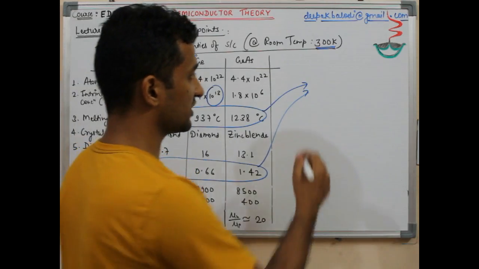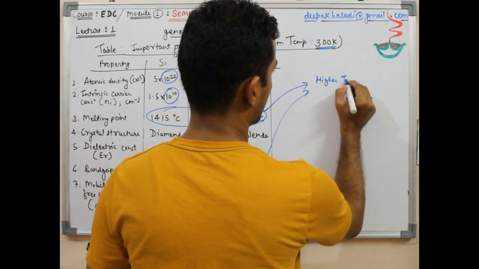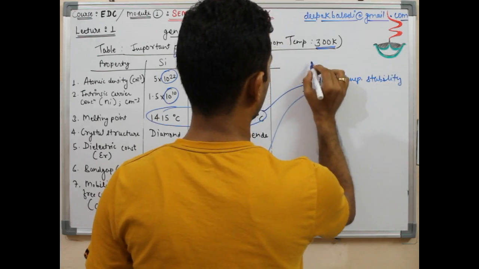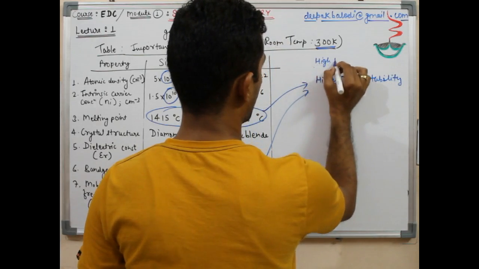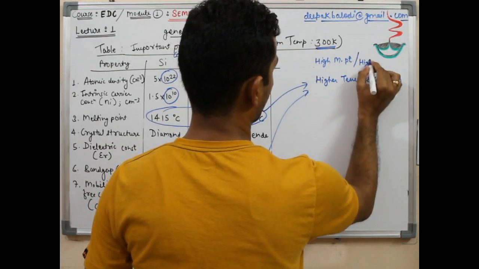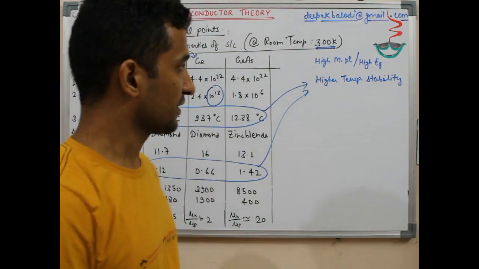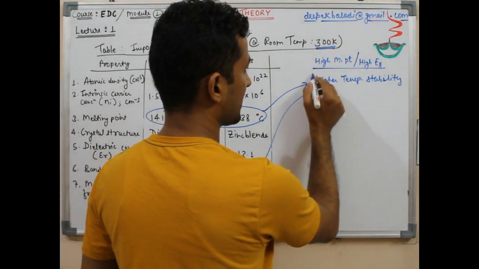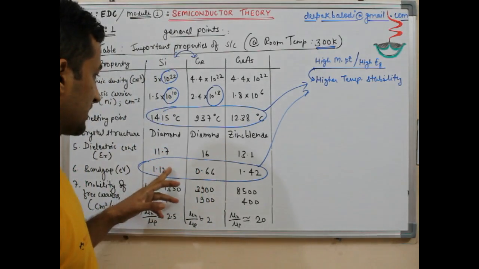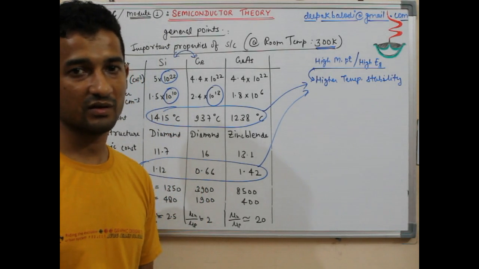So therefore it proves to be of higher temperature stability. A high melting point and a high band gap. EG is a shortcut for band gap, EC minus EV. So a high melting point and a high band gap correspond to higher temperature stability. Therefore silicon proves to be an excellent material for lots of integrated circuit manufacturing processes, and therefore it's the best choice.